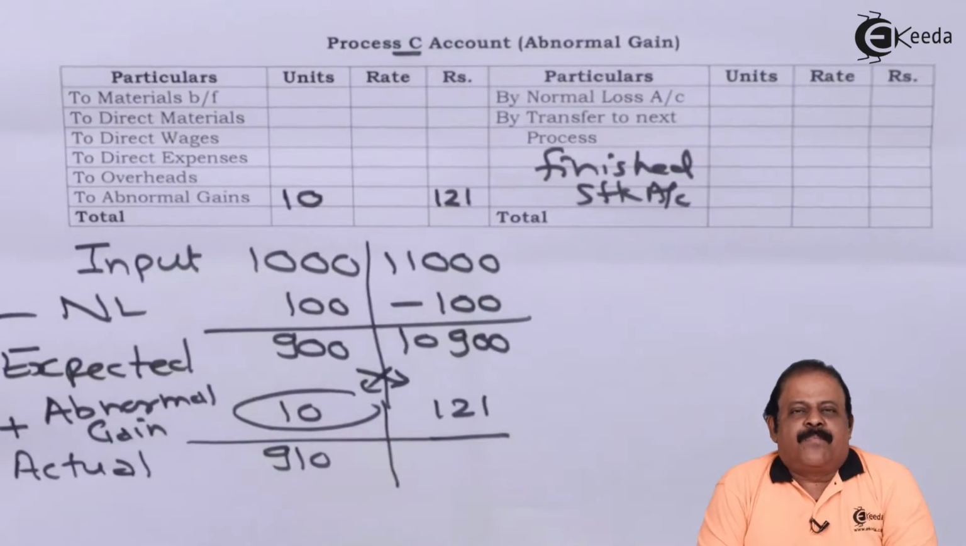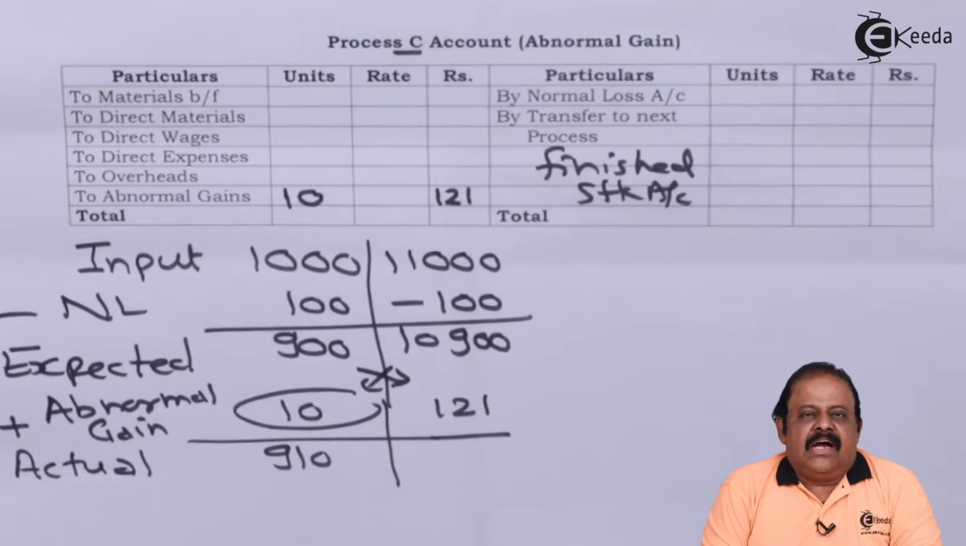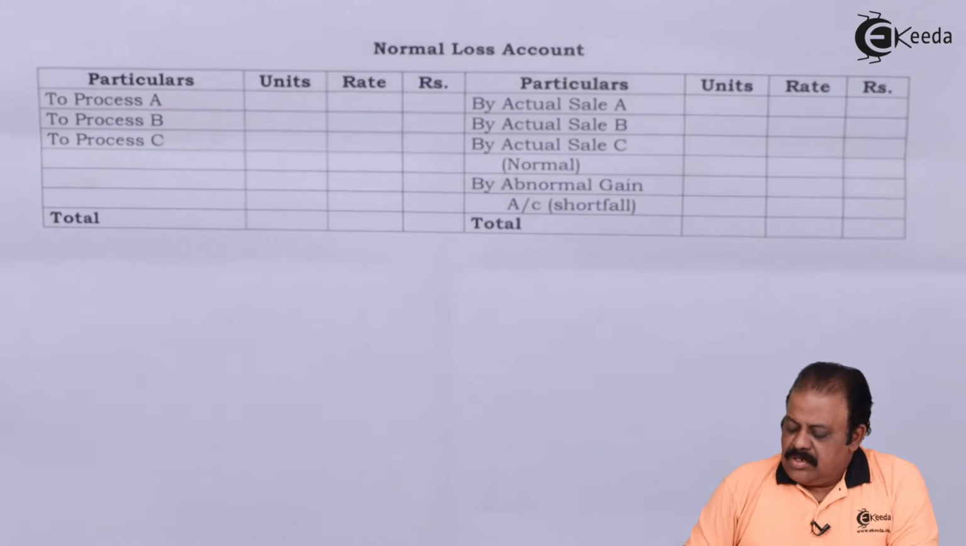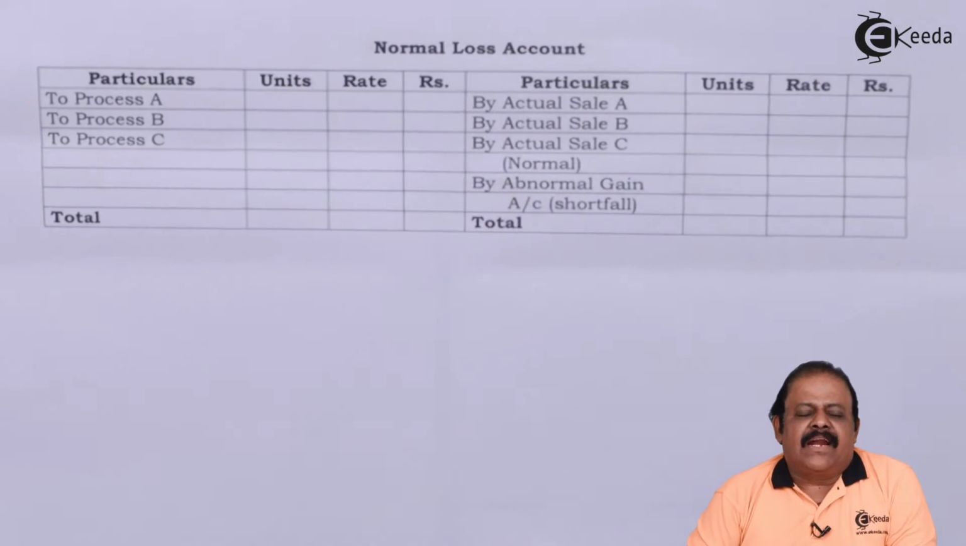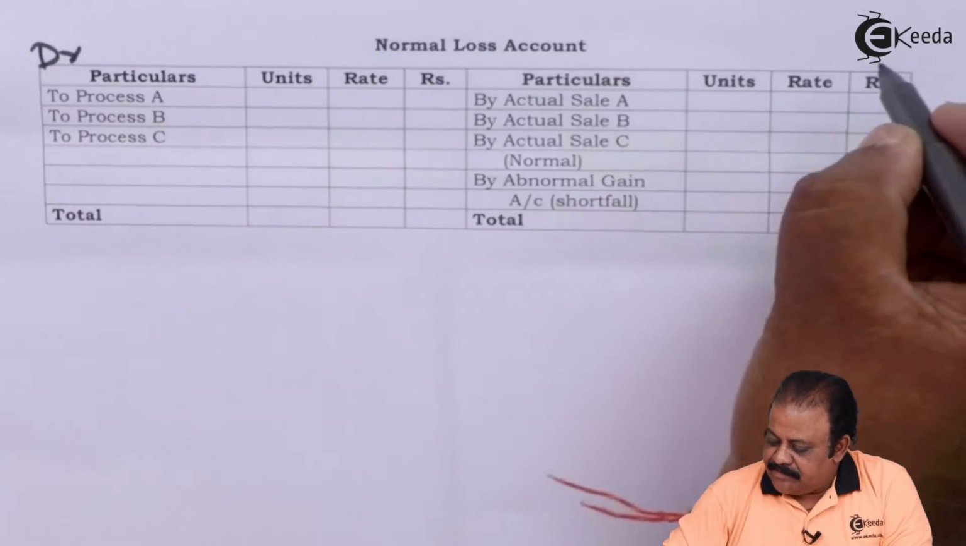So we have learned that in a process account there are three possibilities. Possibility 1, normal loss. Possibility 2, abnormal gain, and third, abnormal loss. All three, how we are required to indicate and how we are required to calculate, we have discussed. If the question asks further for preparation of the normal loss account, how it has to be prepared: here we have the normal loss account. It will be prepared like a simple ledger account. It will have two sides, debit and credit.